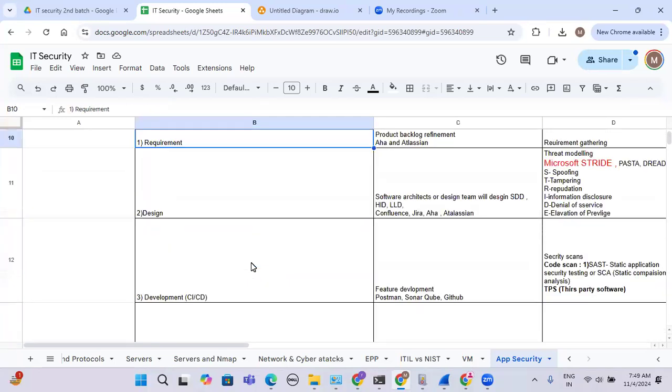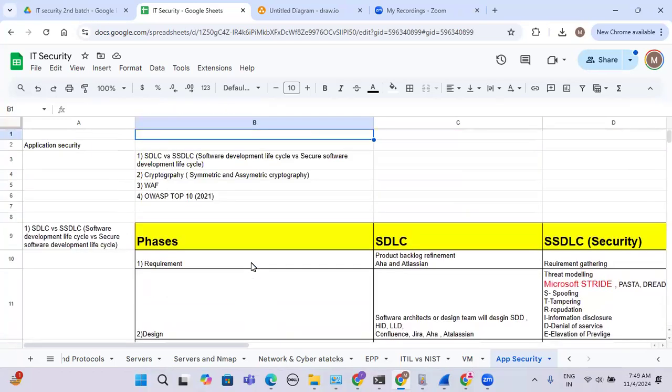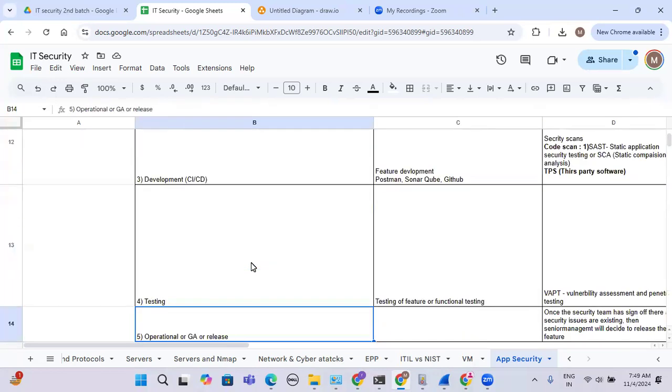So we started application security. Under application security, the first part we completed already, that is SDLC versus SSDLC. I will repeat once again what we discussed. There are a total of 5 phases in the SDLC: the requirement phase, design phase, development phase, testing phase, and finally the release or operational phase. For each and every phase, what will the security team do as part of the SSDLC life cycle?